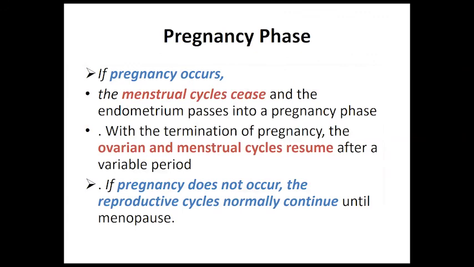If pregnancy occurs, the menstrual cycle ceases and the endometrium passes into a pregnancy phase. With the termination of the pregnancy, the ovarian and the menstrual cycle resume after a variable period, if pregnancy does not occur. The reproductive cycles normally continue until menopause.